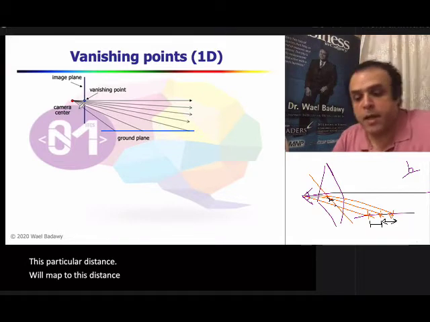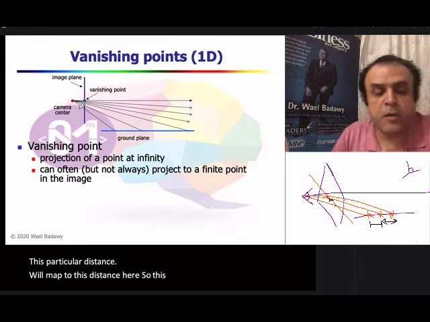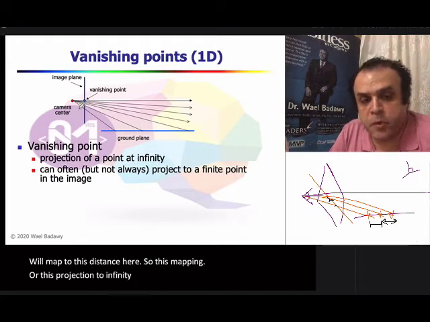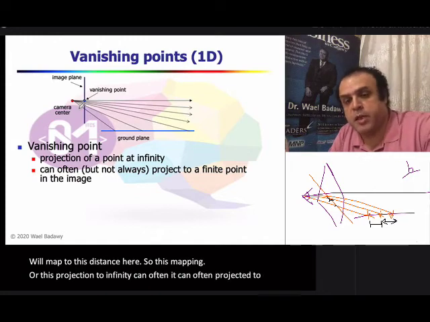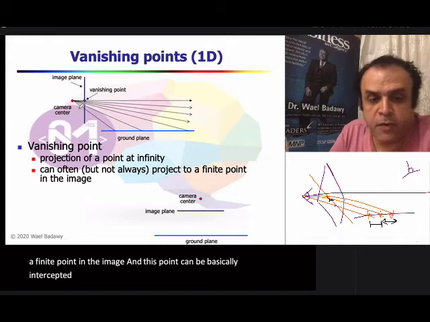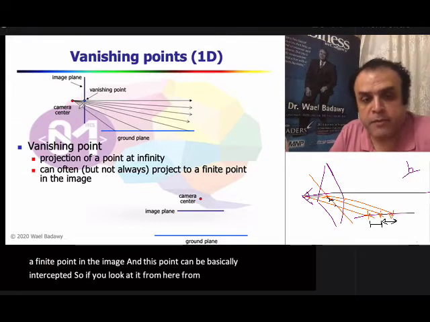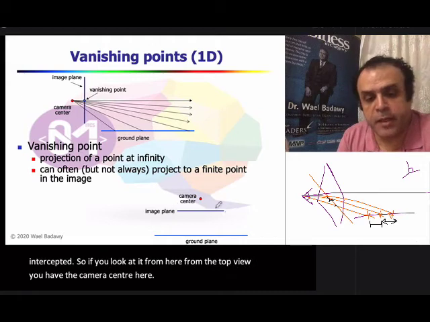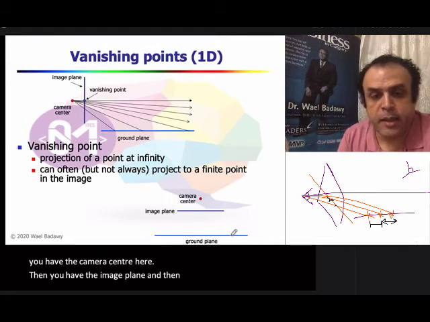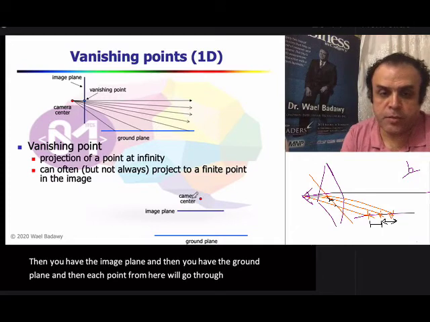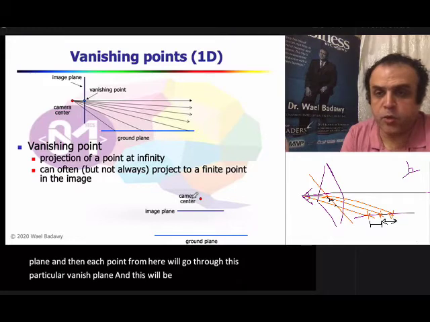So this mapping, or this projection to infinity, can often be projected to a finite point in the image, and this point can basically be intercepted. If you look at it from the top view, you have the camera center here, then the image plane, and then the ground plane, and each point from here will go through this particular vanishing plane, and this will give the vanishing point in 1D.